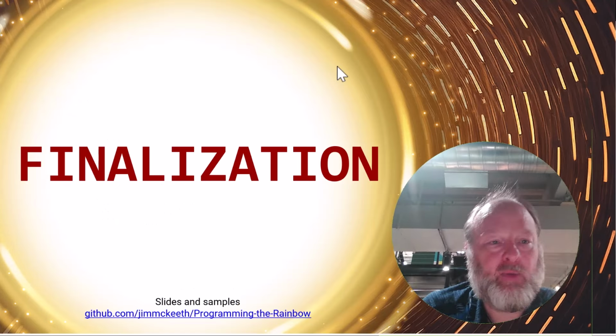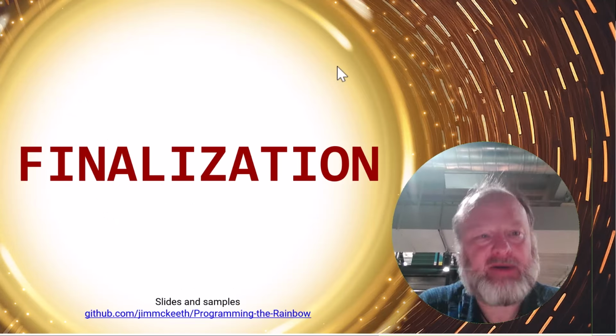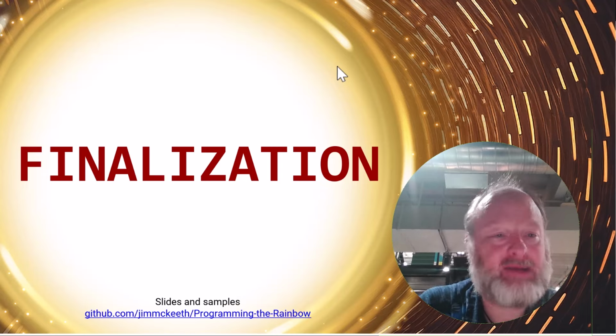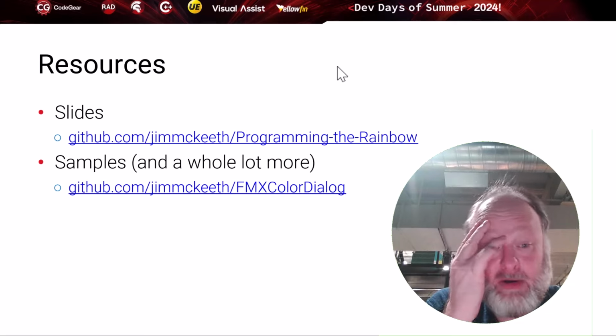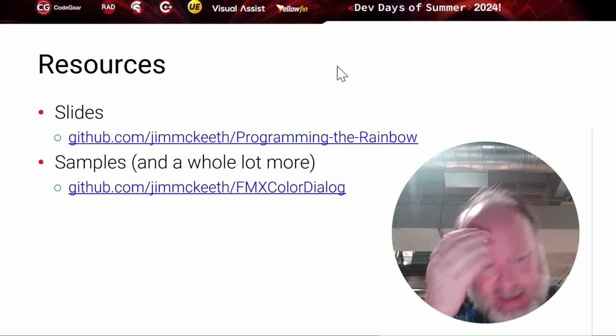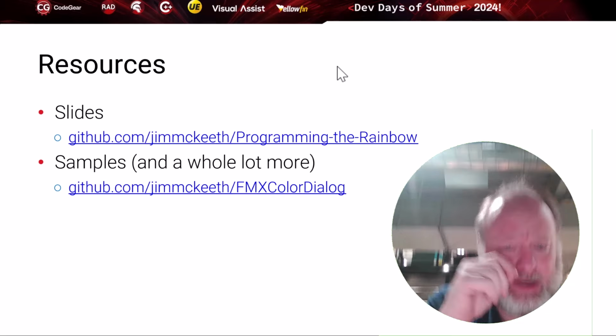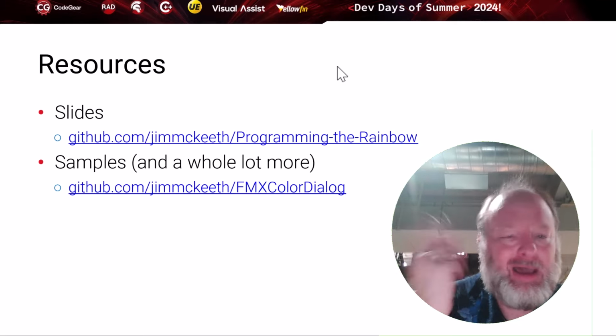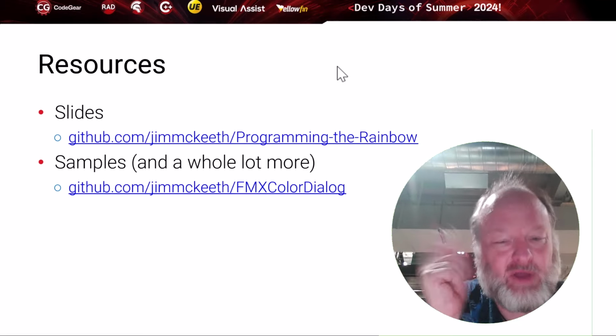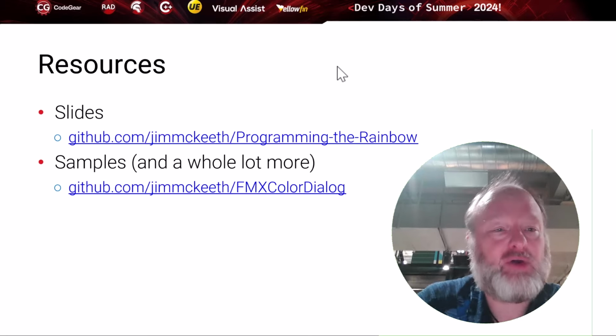All right, we've made it. It means I've got some good walking time in here. Resources. Here's the slides, Programming in the Rainbow on GitHub. And then the samples I showed are all in here. And this has got a lot of other stuff in here. It's something I've been working on for a while and still have a lot more work to do on it, but there's a lot of great useful code in there you can go grab.